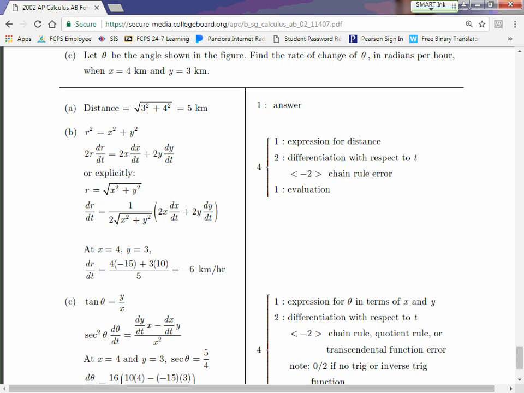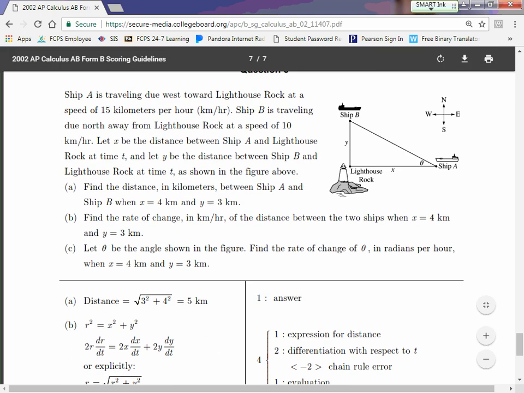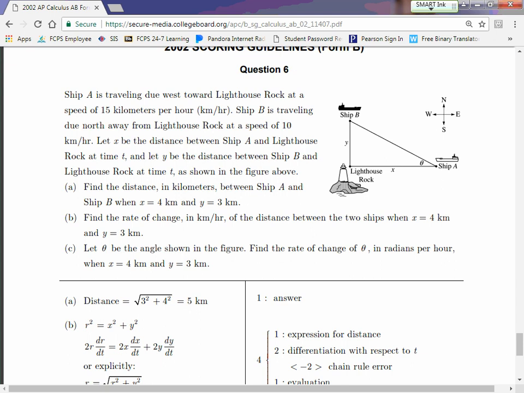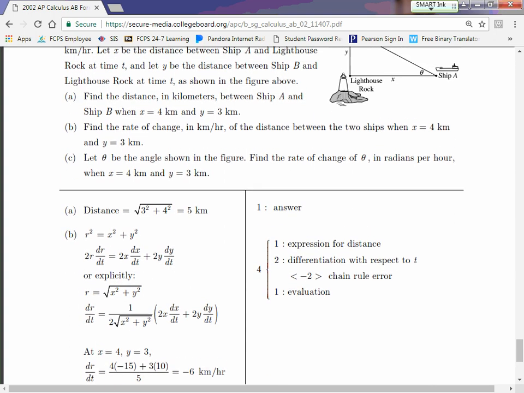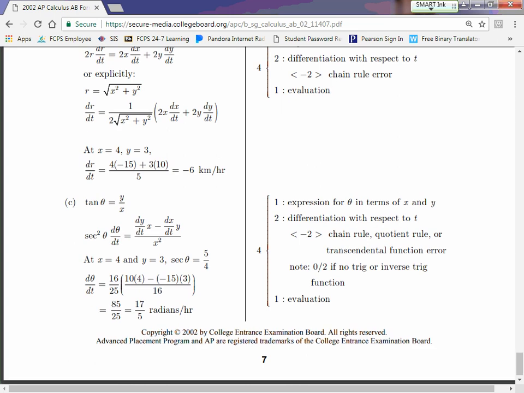Now, C is talking about the angle, the rate of change of the angle. And so for this particular one, because we had dx dt given to us and dy dt given to us, tangent is going to be most beneficial because that's opposite over adjacent. So you could have used either of the other ones because you had to find that remaining rate, but going just based upon our given information, it was easiest to do tangent. All right, so then we have tangent theta equals y over x.